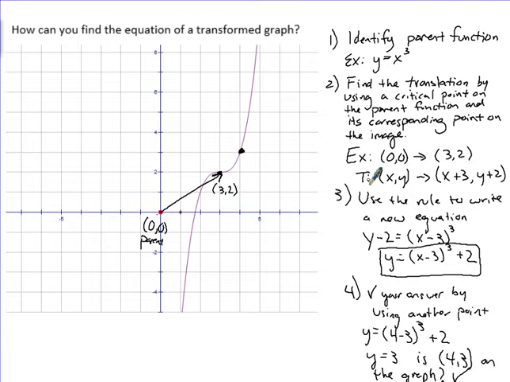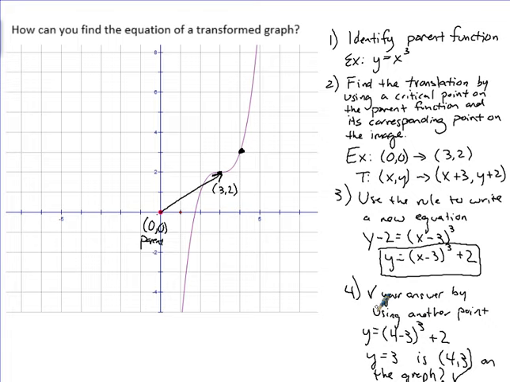So I can use that to write a rule, x plus 3, y plus 2. Now that I have the rule, I can take that rule and apply it to the parent function. So I had a parent function of y equals x cubed. I'm going to substitute in with not y plus 2, but y minus 2. I'm going to substitute in with x minus 3. And remember, keep it inside of parentheses and cube it. Solve it for y and we get this, y equals (x minus 3) quantity cubed, plus 2.